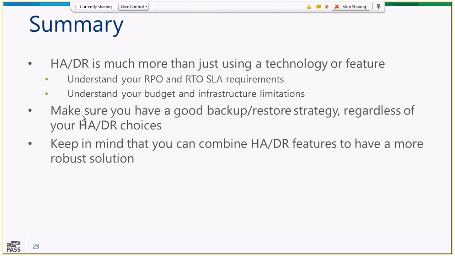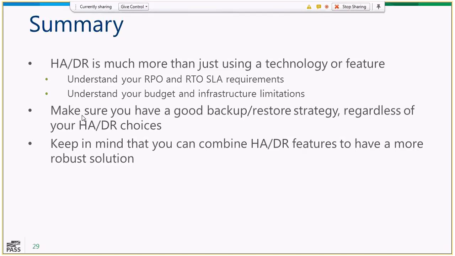So finally, to summarize, this is a lot more than saying, okay, I think Always On availability groups is a really cool technology, and that's going to be my fix for this problem. There's a lot more to it than that. The most basic thing is to make sure you understand your RPO and RTO, and that you and the business have agreed on that, so they don't have an unrealistic expectation of what you can do. Make sure that you and your business both understand your budget and infrastructure limitations. They may want a 0 RPO, but unless you have a lot of money and a lot of infrastructure, that's really, really difficult to do.